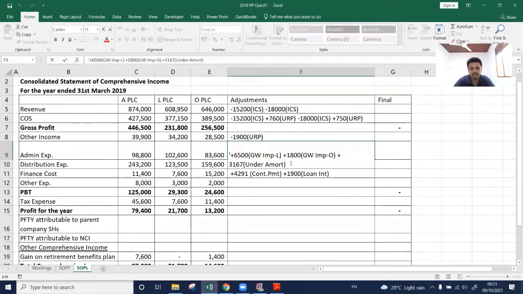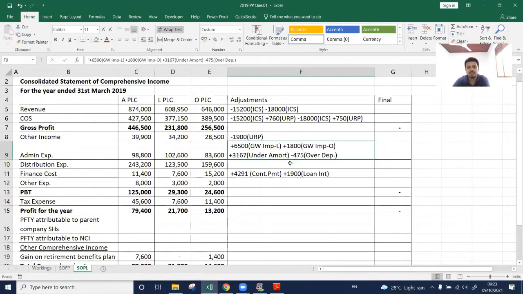We need to deduct that, minus 475. This is over depreciation. Right. So these are the adjustments that we need to make. Now we can have the final figures.